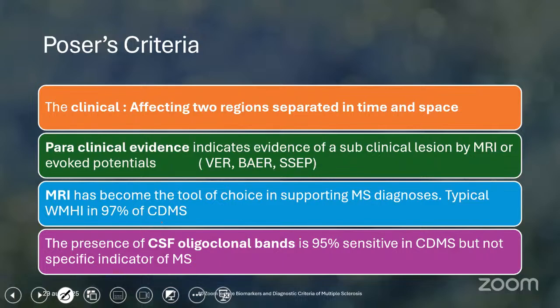Then the Poser criteria came, affecting 2 regions separated in time and space, the clinically definite MS. Here, paraclinical evidence appeared for the first time, which indicates evidence of a subclinical lesion by MRI or evoked potentials. So MRI has become the tool of choice in supporting MS diagnosis. Typical white matter hyperintensity is in 97% of clinically definite MS. The presence of CSF oligoclonal bands is 95% sensitive in CDMS, but not a specific indicator of MS because these can be seen in other diseases also.